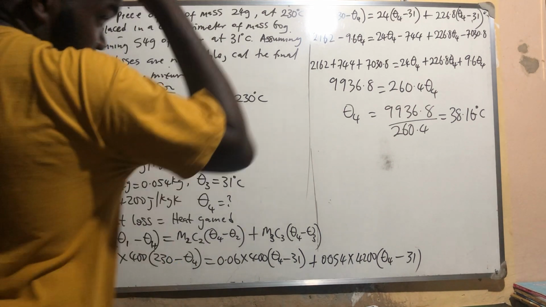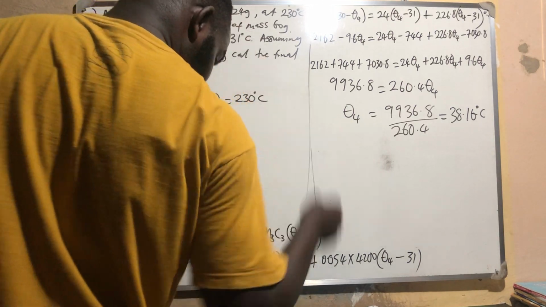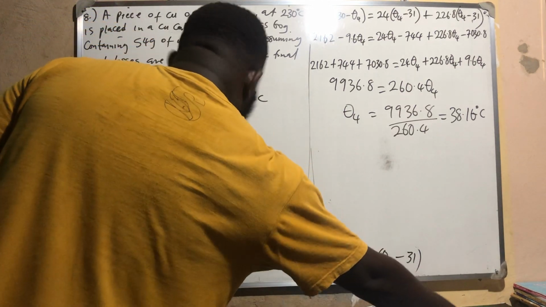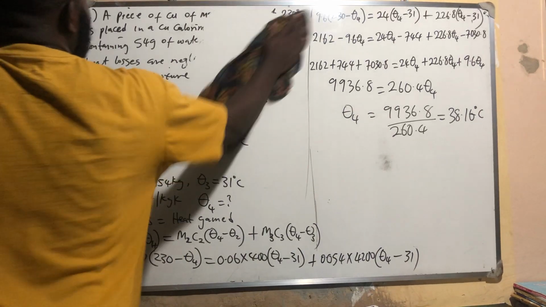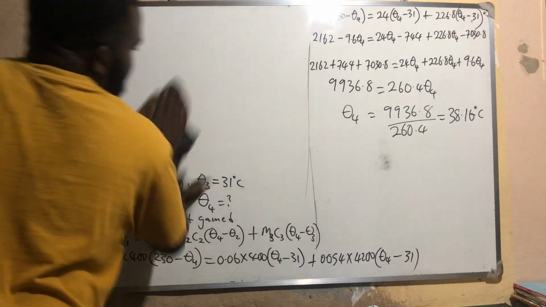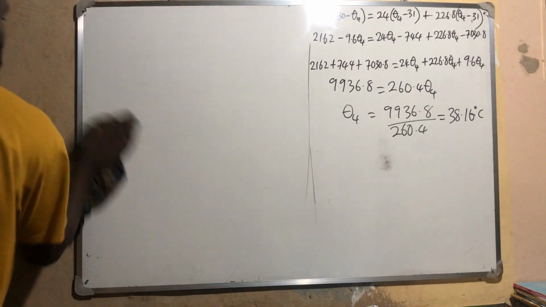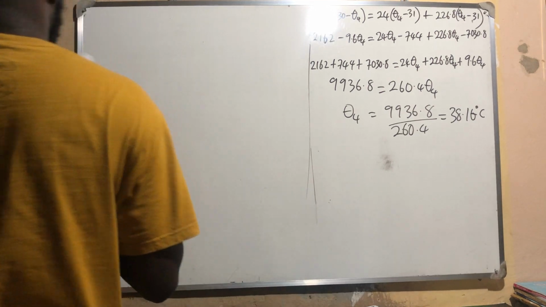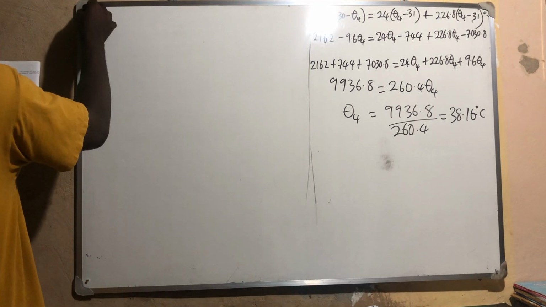Okay? All right? Or Kelvin. Sometimes they put it in Kelvin or they write it in degrees Celsius. All right? So that is that. You see, it's a very simple question. Once you know that your heat loss is equal to heat gain, you are done.